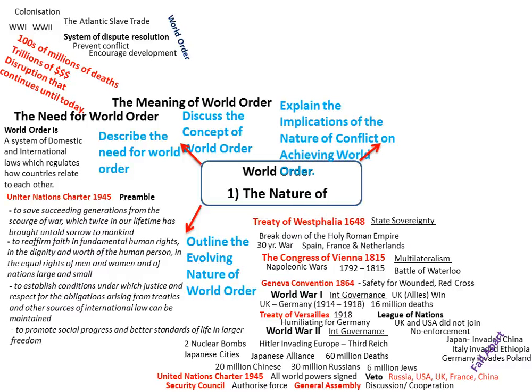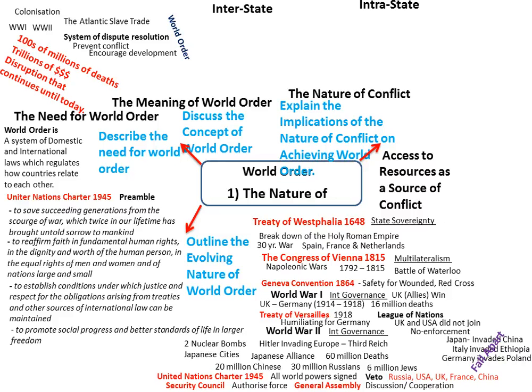Okay, let's quickly finish off here. So also we need to explain the implications for the nature of conflict in achieving world order. The different types of conflict we have are going to make it harder to resolve. So let's have a quick look at those. We're going to look at the nature of conflict. There are 2 different types, interstate and intrastate. Interstate means between countries. Oh, sorry, we're also going to talk about how access to resources can be a source of conflict. So one of the key forms of interstate conflict is conventional warfare.